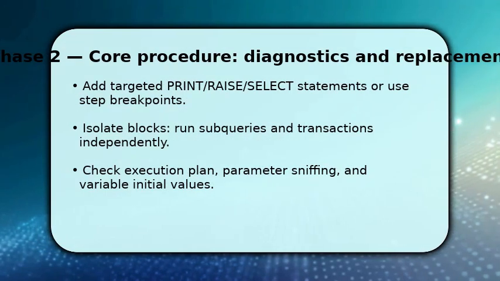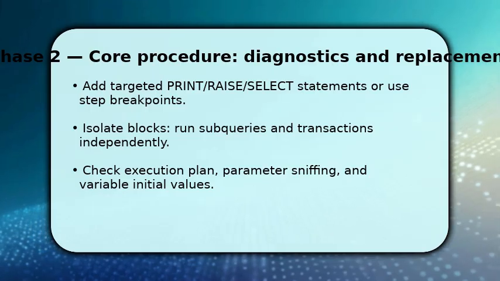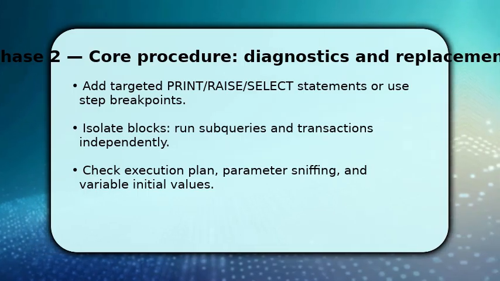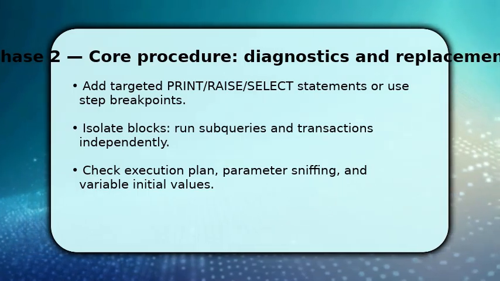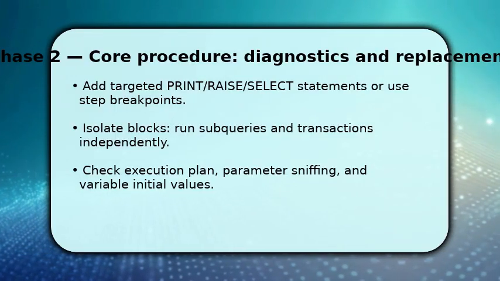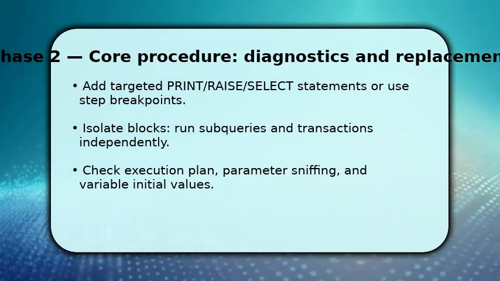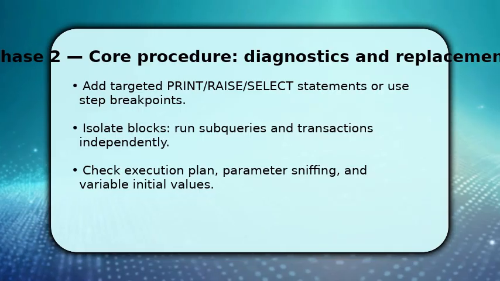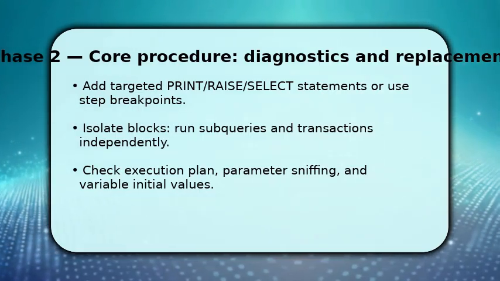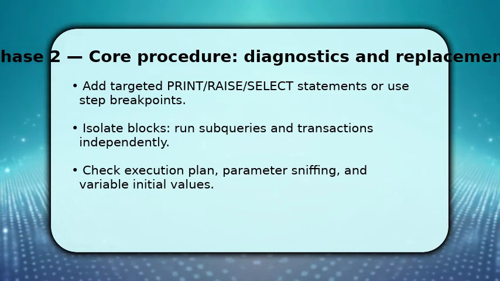Next, instrument the procedure to isolate the failing section, add targeted print or raise statements, or step through with your debugger so you observe variable values and flow. Run suspected subqueries and transaction blocks separately to narrow scope, and examine the execution plan to detect performance regressions or parameter sniffing issues. Make sure default values and data types are correct, because subtle conversions can change logic. Once you isolate the root block, you can reproduce the exact state that triggers the bug.